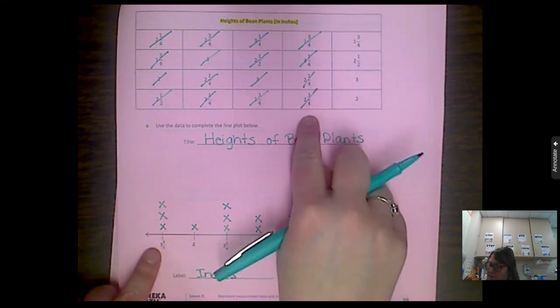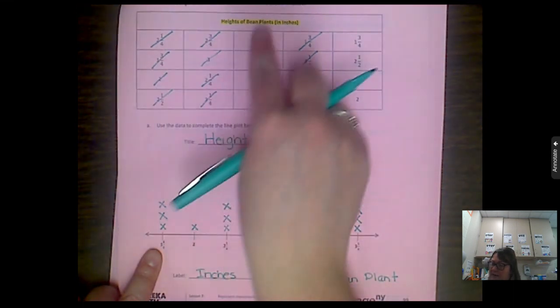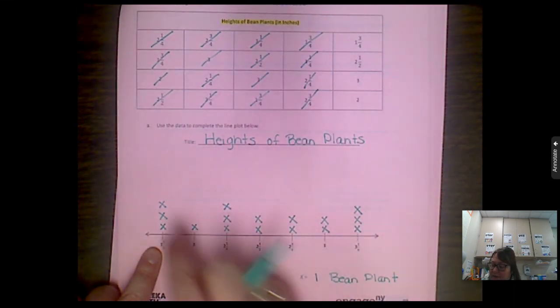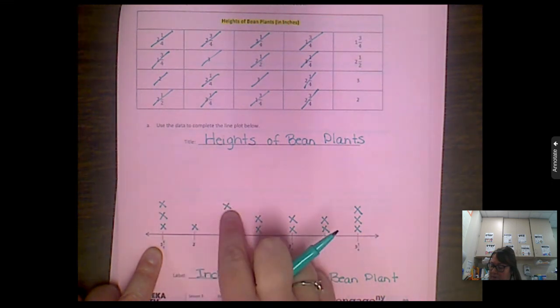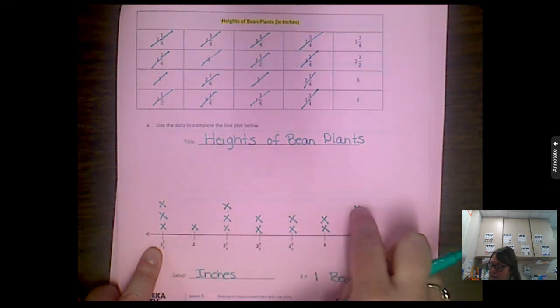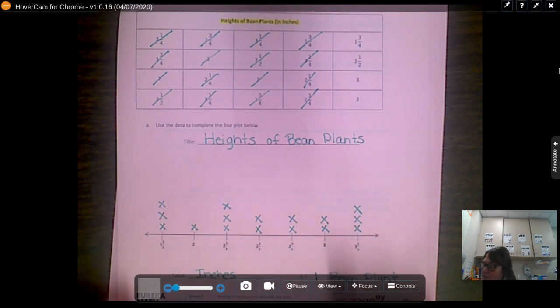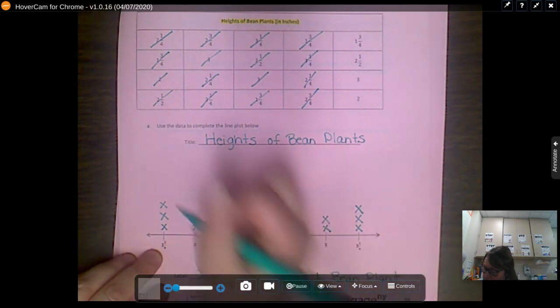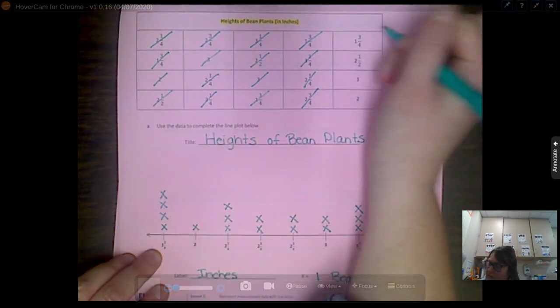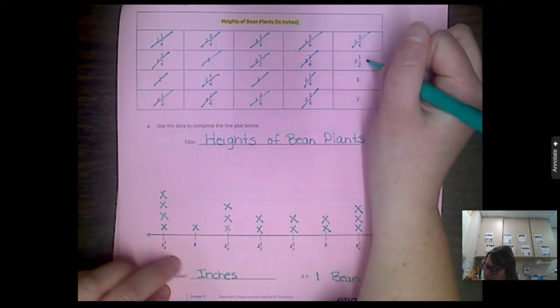Okay, and I finished a column, so I want to check. So I've got 4, 8, 12, 16 X's I should have now. 1, 2, 3, 4, 5, 6, 7, 8, 9, 10, 11, 12, 13, 14, 15, 16. I'm good, so make sure that you're good too. And then my last column, 1 3/4. 2.5.